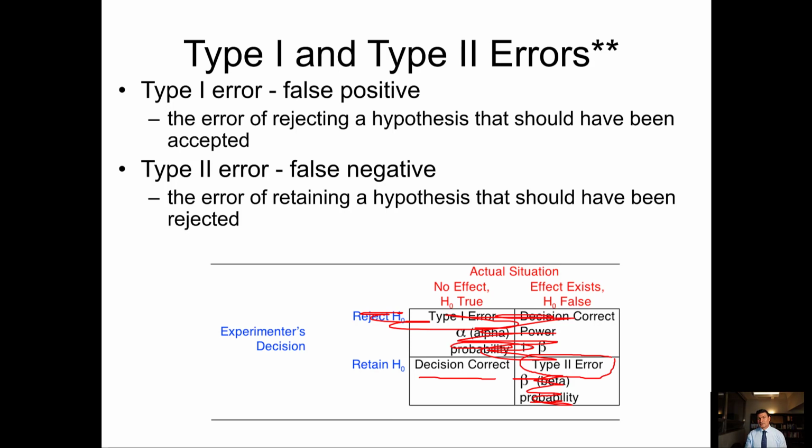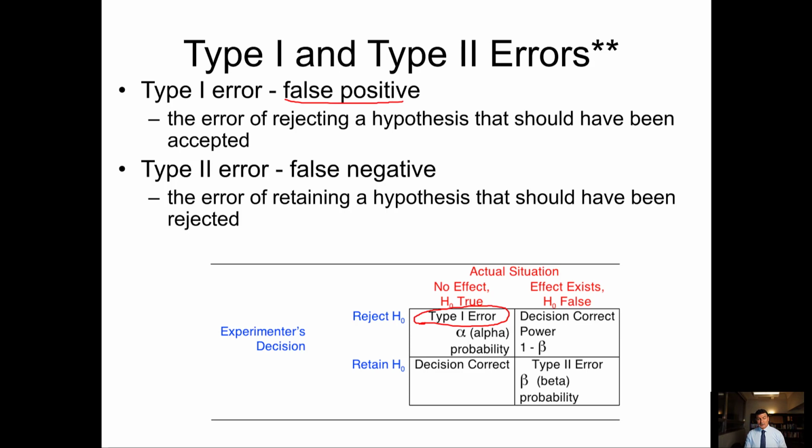That's a false negative. So let me put it in terms that when we think about coronavirus testing, that might make more sense. If we do a coronavirus test, and let's say the null hypothesis is no coronavirus, let's say our test finds something and we really don't have coronavirus, that would be a type 1 error. We rejected the null hypothesis that we don't have it, and we say we do have it. That's a false positive.